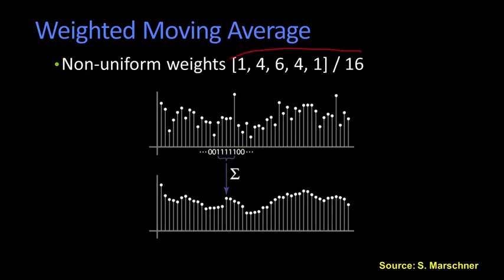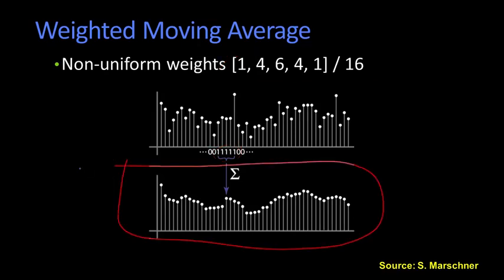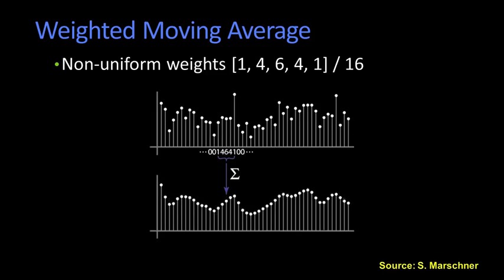So here's a set: 1, 4, 6, 4, 1 divided by 16. What I'm going to do is change those weights from being uniform to being non-uniform, and I want you to watch what happens to this bottom picture. So this is the uniform weight, and that's the non-uniform, center-weighted. Uniform, non-uniform. And you'll notice that the non-uniform is a smoother rendition. In fact, take a look here.